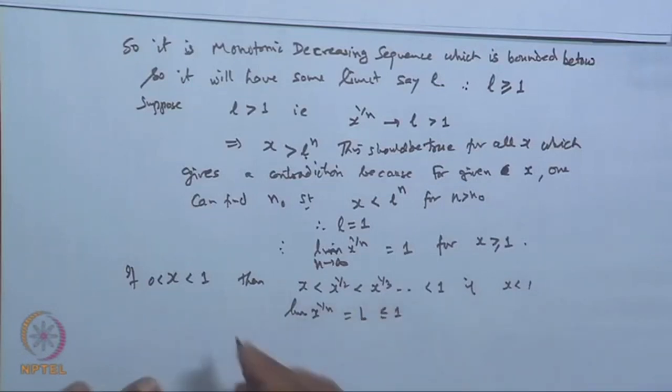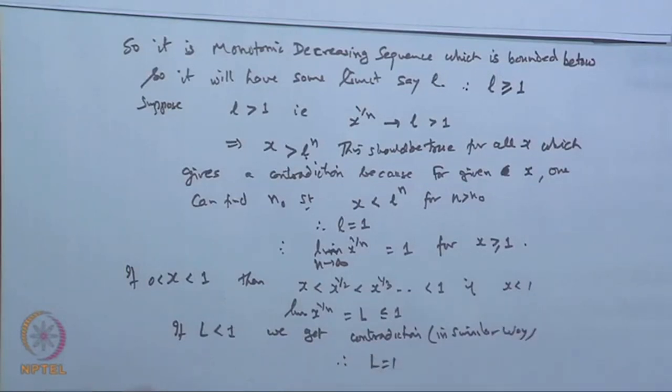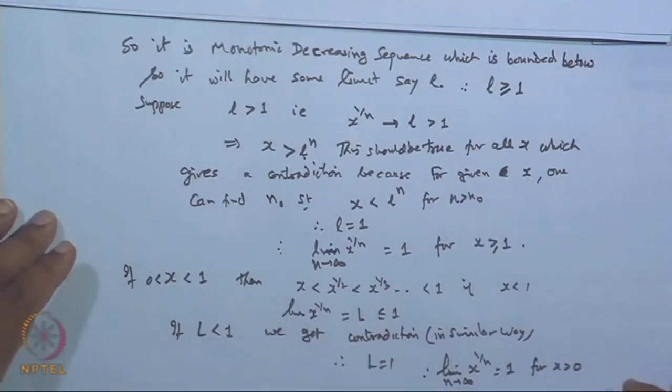But again a contradiction: if L is strictly less than 1, we get a contradiction in a similar way. Therefore, L must be 1. So what we conclude is that the limit of x to the power 1 by n as n tends to infinity is always 1 for x greater than 0. x negative is not defined, so that is why we are not choosing it, because if x is negative, the roots are not real, so we cannot get it.